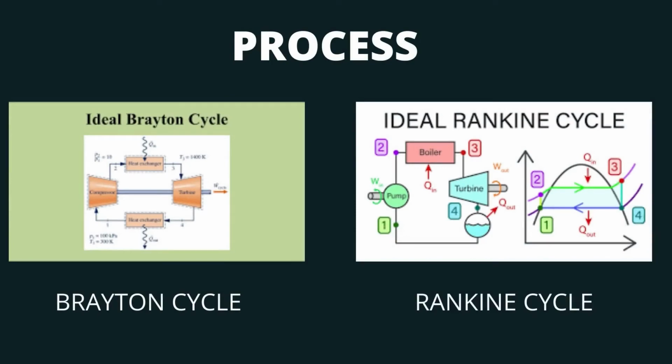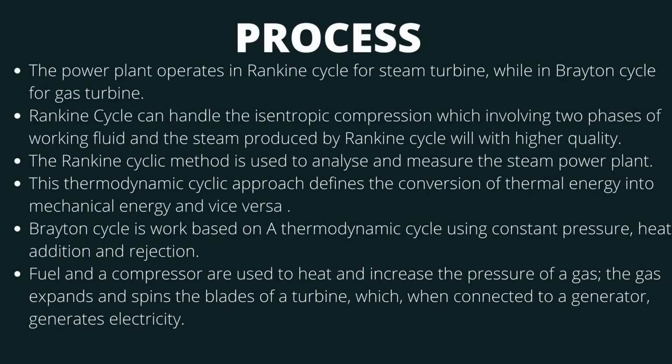So now we're going to talk about the process of the design, what we do in our integrated project. We have only two cycles, which are the Rankine cycle and the Brayton cycle. The power plant operates in a Rankine cycle for the steam turbine, while in a Brayton cycle for the gas turbine. Rankine cycle can handle the isentropic compression, involving two phases of working fluid, and the steam produced by the Rankine cycle is of higher quality. The Rankine cycle method is used to analyze and measure the steam power plant. This thermodynamic cycle approach defines the conversion of thermal energy into mechanical energy and vice versa.